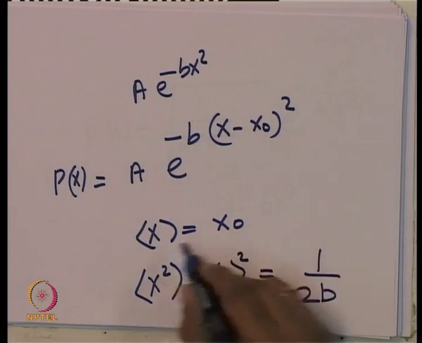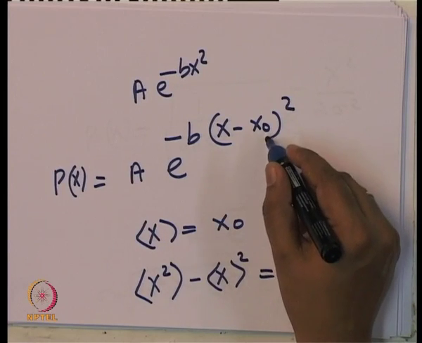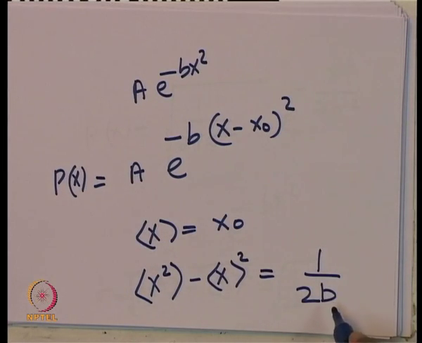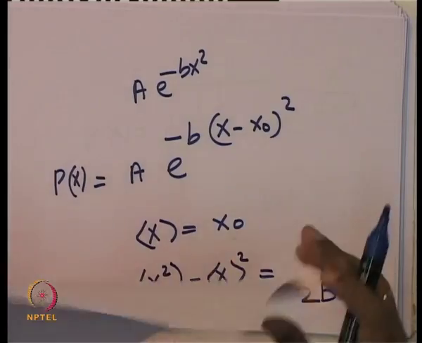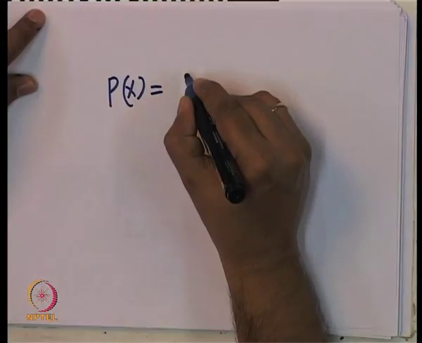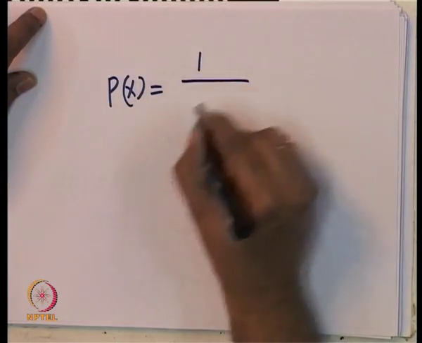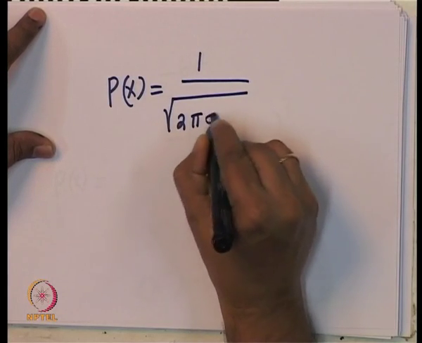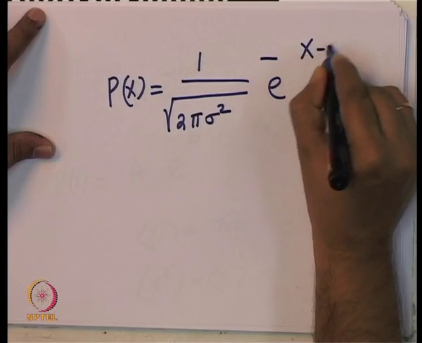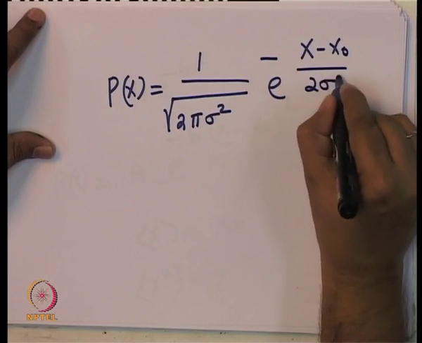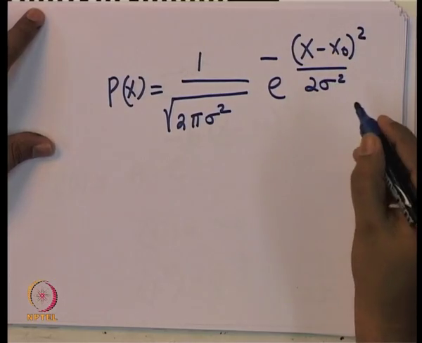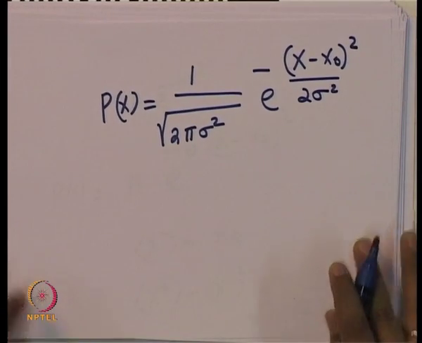Okay, so you can see this yourself by just finding that x average is x 0 in this case, and the standard deviation: x square average minus x average square is the variance, and the variance is 1 over 2 b. So, the full probability distribution function P of x can be written as 1 by root of 2 pi sigma square, e power minus (x minus x 0) whole square by 2 sigma square. Okay.